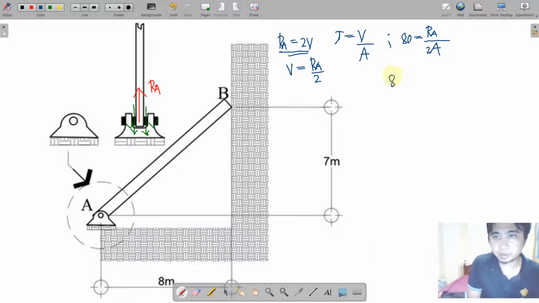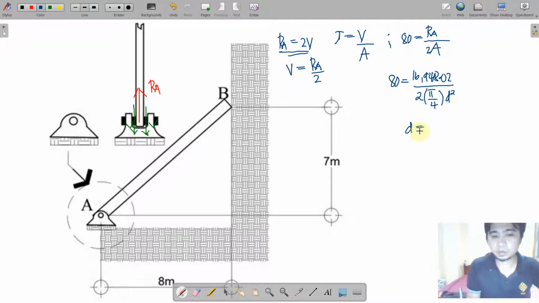16,948.02. Okay, so we have that 80, and this is 16,948.02 divided by twice the area, and we have area for a circular bolt that is pi over 4 times d squared. Okay, so by cross multiplication, we have d equivalent to 11.61 millimeters. So this is the answer, or the right answer for problem number 4.